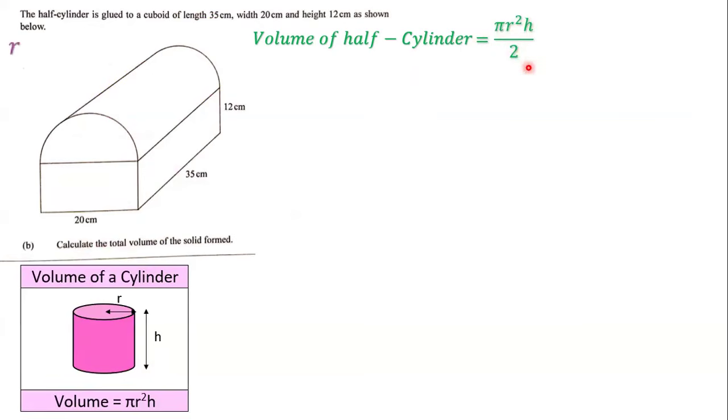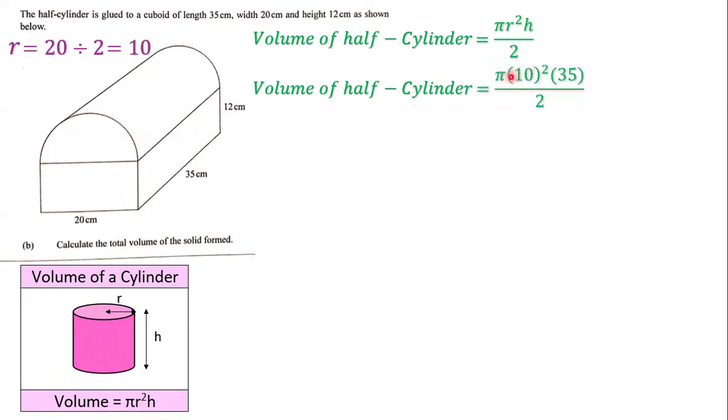Here we know that r is 20 divided by 2, which is 10. So r is 10, and we have pi times 10 squared. But what is h? H is the height or length, and that's going to be 35, because this also has 35. And so we have pi times 10 squared times 35 all over 2.